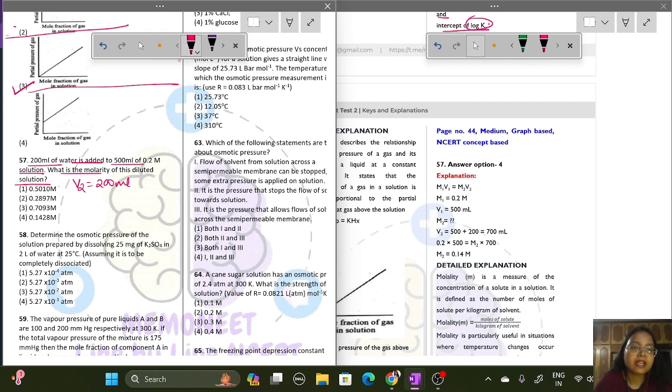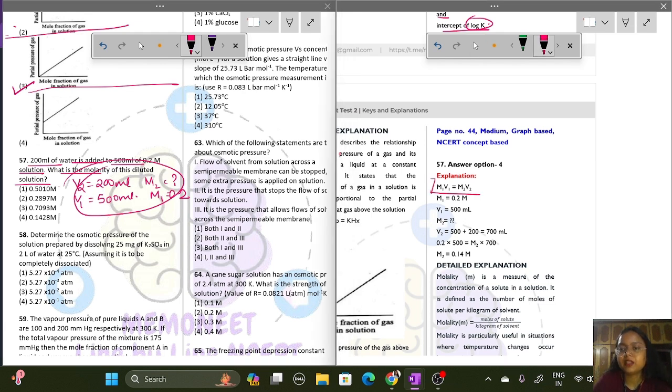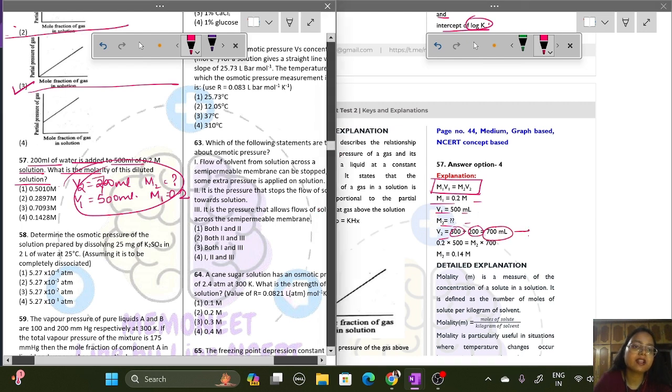Now it is added to 500 ml solution, which means V1 is 500 ml, and M1 is given as 0.2, and M2 we have to find out. So it is an easy formula. We just have to put these values in the M1 V1 equals M2 V2 formula. M1 is 0.2, V1 is 500 ml, M2 we have to find out, and V2 is 500 plus 200, which is 700 ml.